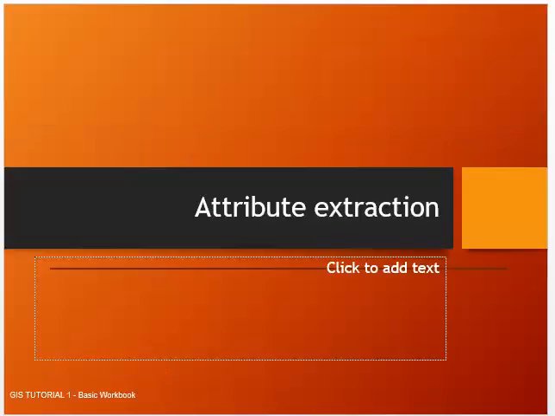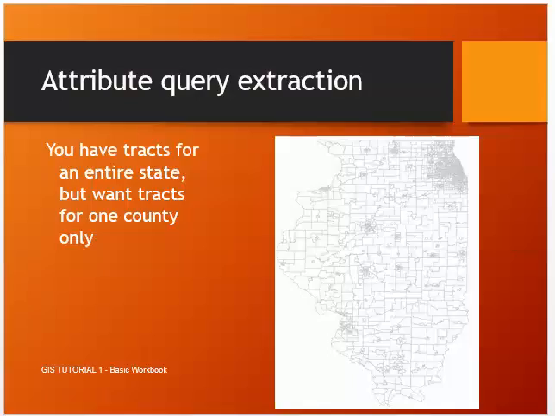But let's talk about extracting attributes from your data. So here we have an example. We have census tracts for the state of Illinois, and it's nice to have the tracts for the entire state, but for either storage requirements or drawing speed or processing speed, we really just want the data for one county rather than for the entire state. So how do we do that?